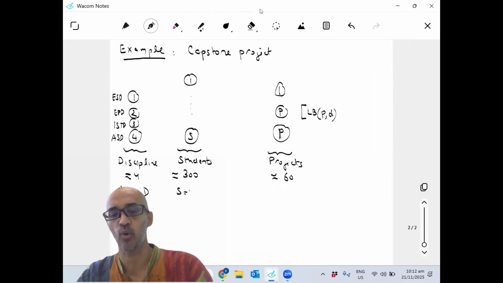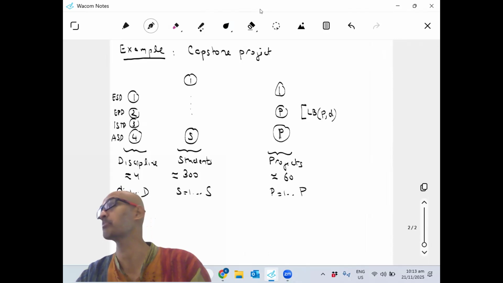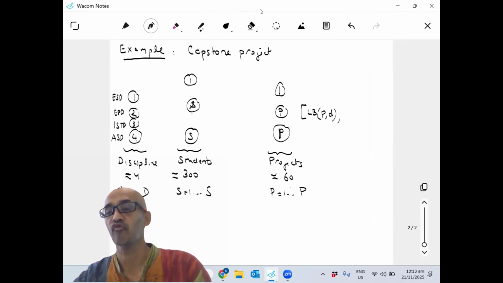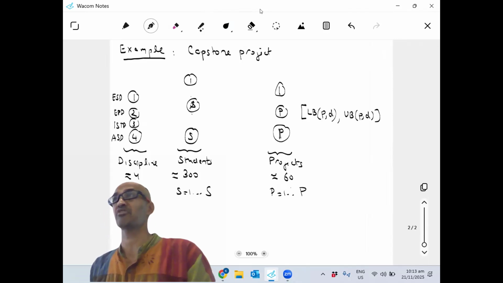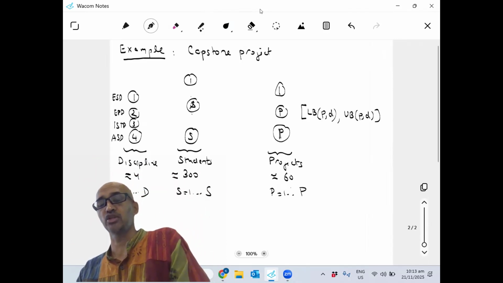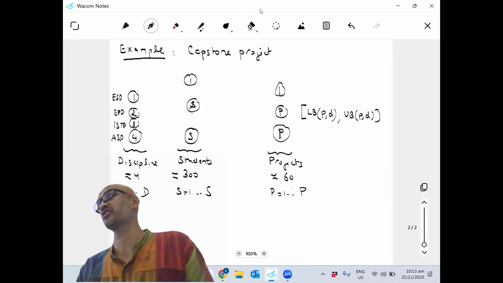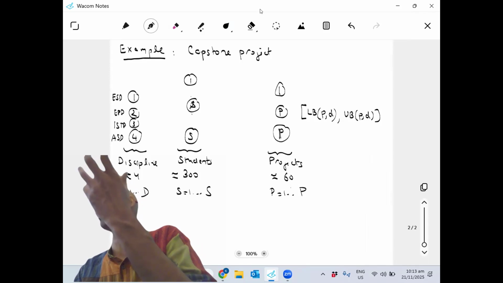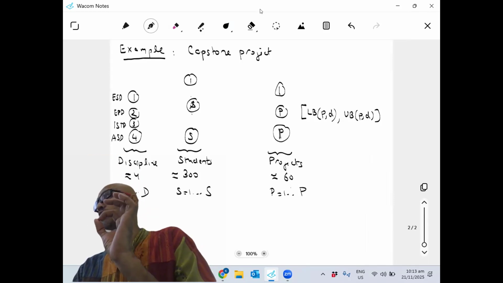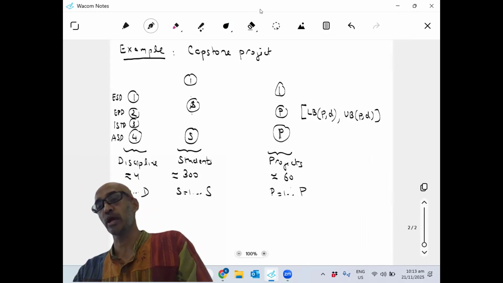So D is 4, students from 1 up to capital S, let's say S is 300. Projects P from 1 up to capital P, let's say P is 60. Every student is of a particular discipline, and every project requires a certain number of students of each discipline. Maybe it's a project where there is no architectural aspect. Let's say discipline D equal to 4 represents architecture, and this project does not involve any architectural component. The lower and upper bounds on the number of students will be 0. You want 0 students of architecture to be allotted to this project.